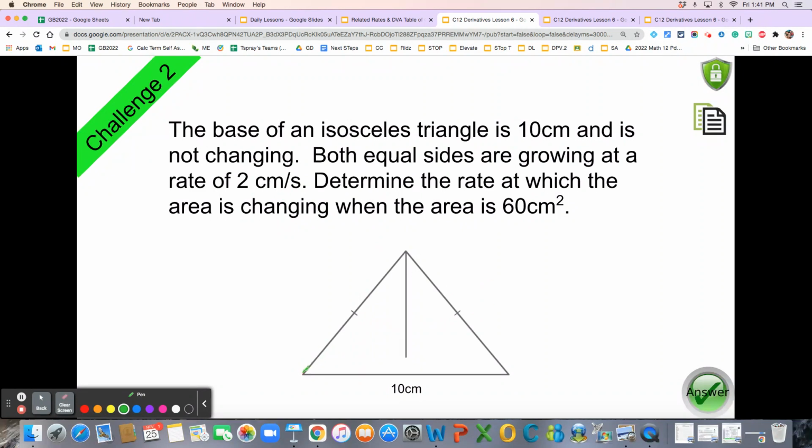So that means that as seconds go by, it's going to look like this. And as more time goes by, it's going to be taller and so on. Okay, so we should start thinking about that. Okay, determine the rate at which the area is changing when the area is 60 centimeters. Okay, this is a very tricky question. So let's take a look at it.